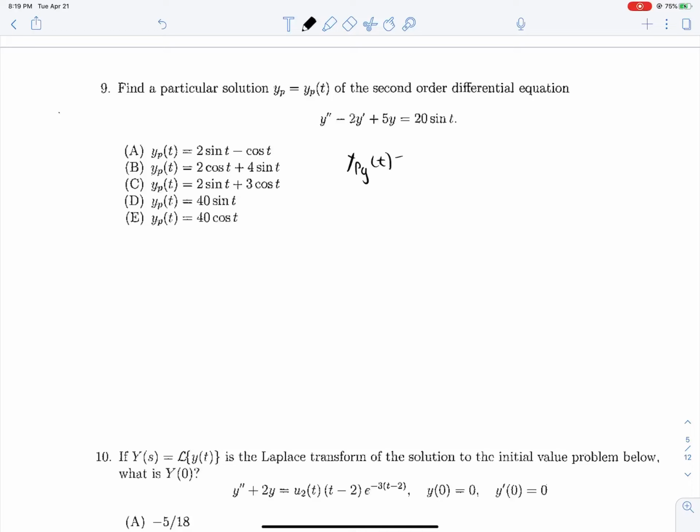ypg of t, our guess for y particular, is a cosine t plus b cosine t. ypg of t prime is negative a sine t.